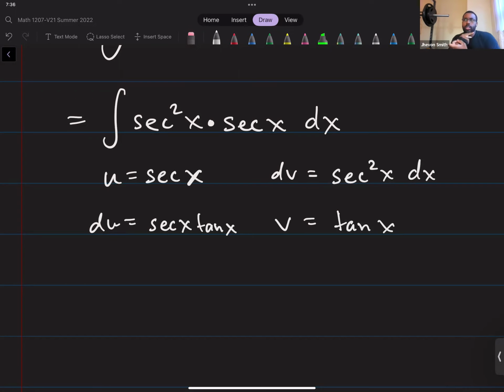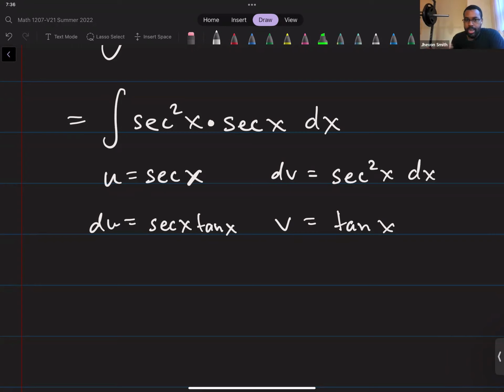If you had chosen the other way and made the u the secant squared, to differentiate that, you need the chain rule. You get 2 times secant x tangent x. That just feels like something that's harder to work with. And on top of that, if you made the dv secant, the v would be ln of absolute value of secant x plus tangent x. Like you don't feel like that's getting you somewhere better, right?